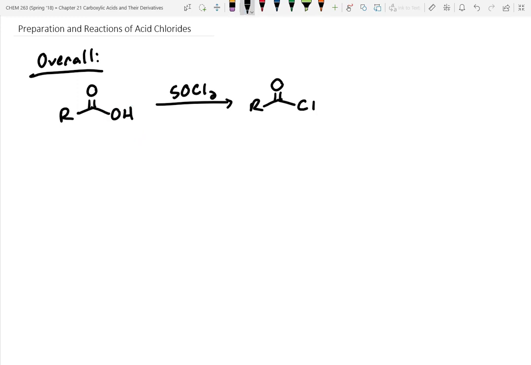And if you remember, one of the reasons this works so well for alcohols was that you blow off sulfur dioxide gas, which bubbles out of solution, and then your byproduct is HCl. So it's this gas formation that really favors the reaction going forward because it's no longer in equilibrium when you're producing gas. So really quickly, let's take a look at the mechanism.